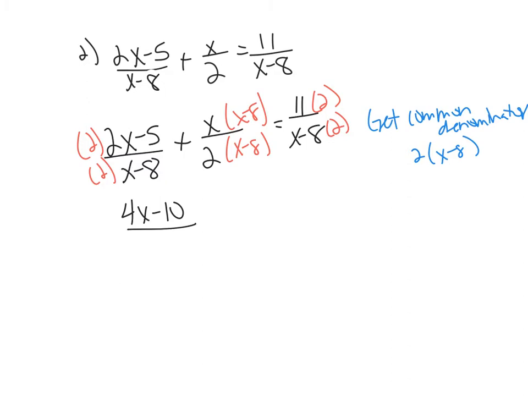Now we're just going to keep the 2 like this. It doesn't matter either way. We're eventually going to eliminate it. Distribute the x. We get x squared. x times negative 8 is negative 8x. 11 times 2 is 22.